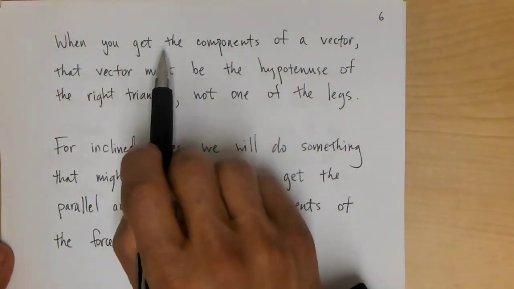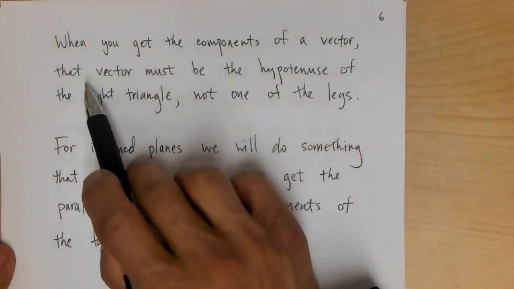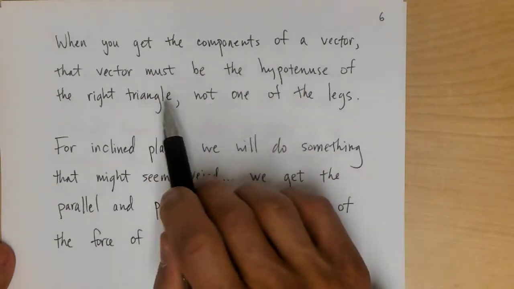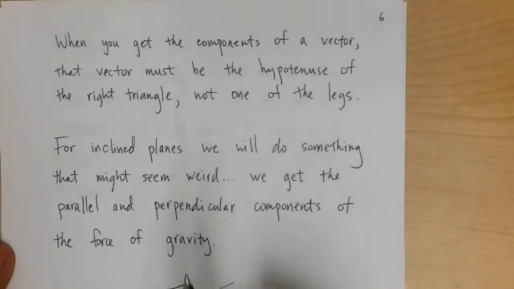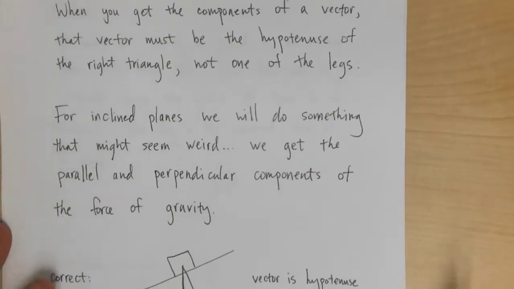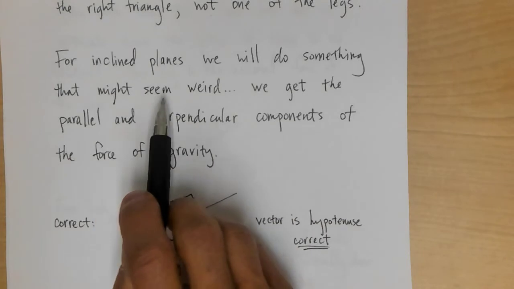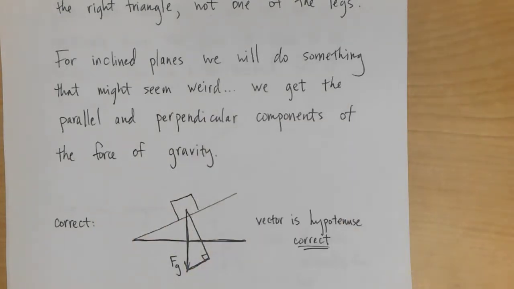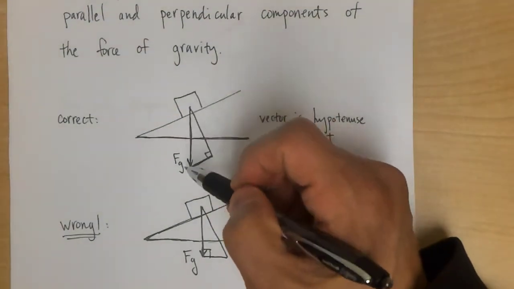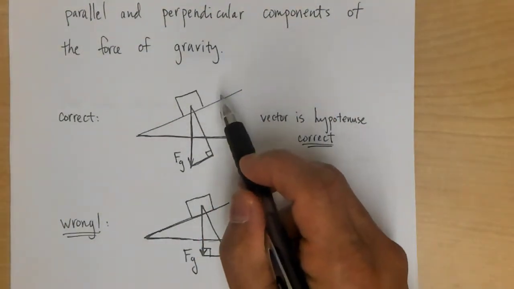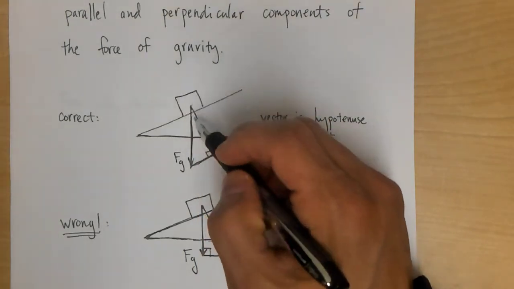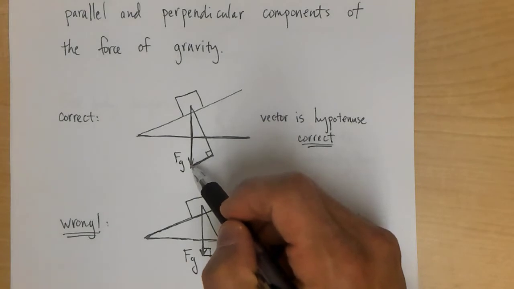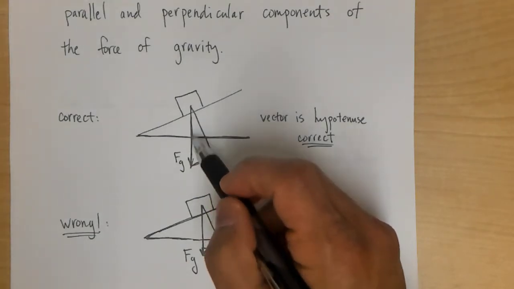And note that when you get the components of the vector, the vector that you're resolving the components of must be the hypotenuse of the right triangle. It should not be one of the legs of the triangle. So for inclined planes, we will do something that might seem kind of weird. We get the parallel and perpendicular components of the force of gravity, because gravity goes straight down vertically, it's not in the perpendicular direction or the parallel direction. So we need to get the components of the gravitational force, the force of gravity.